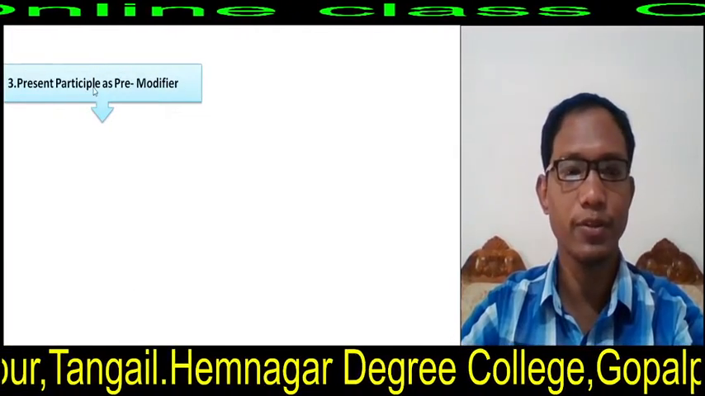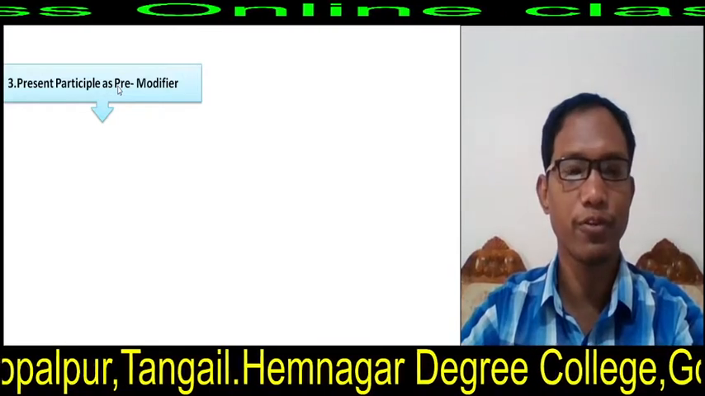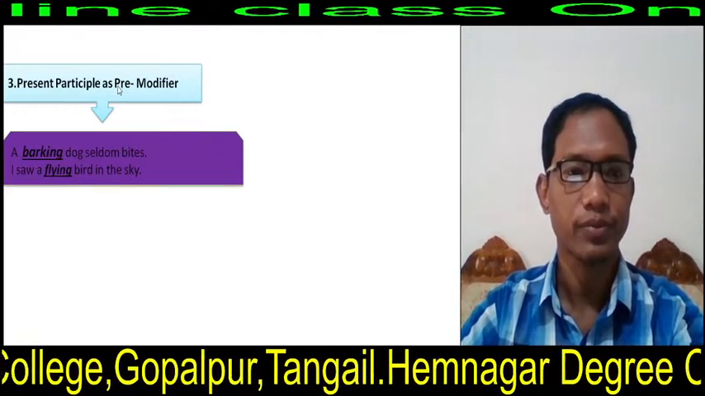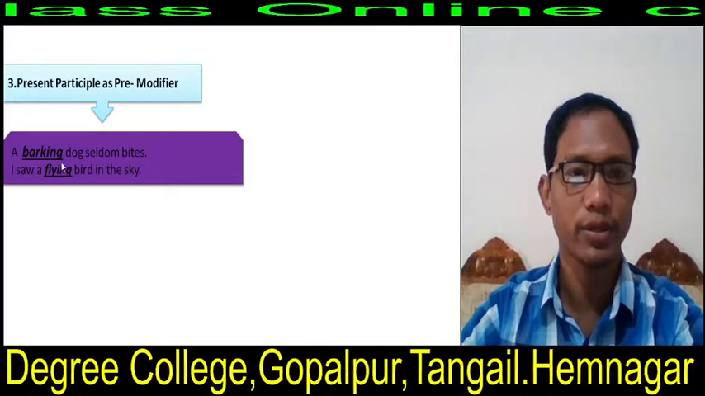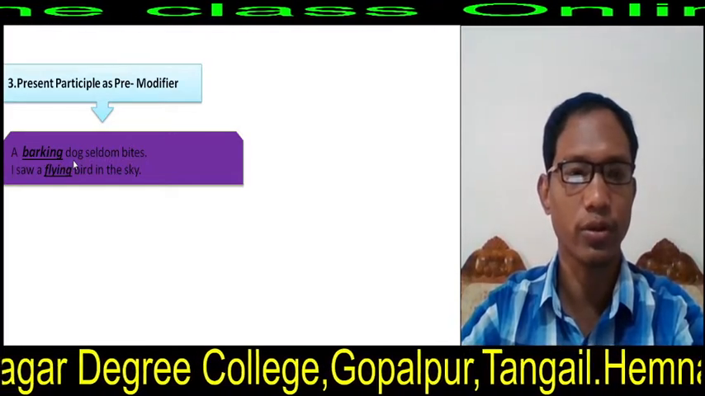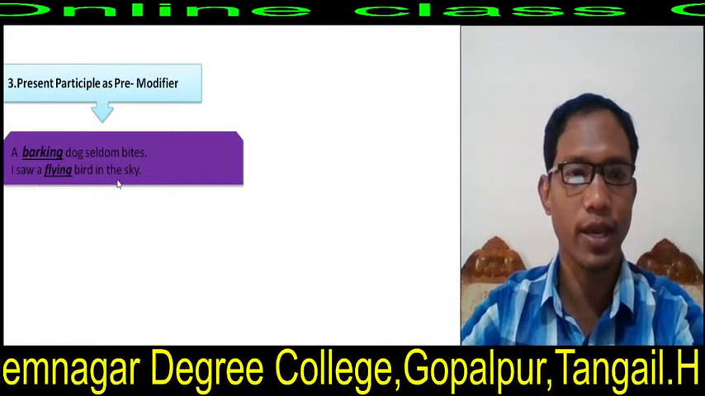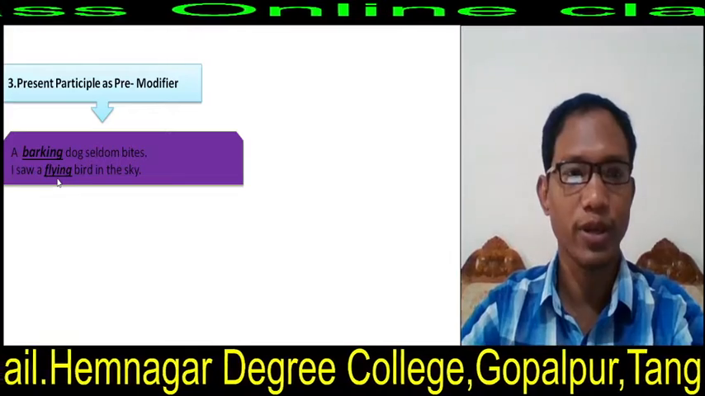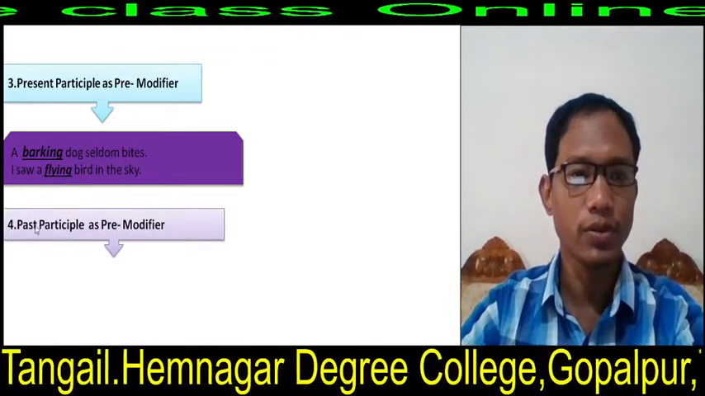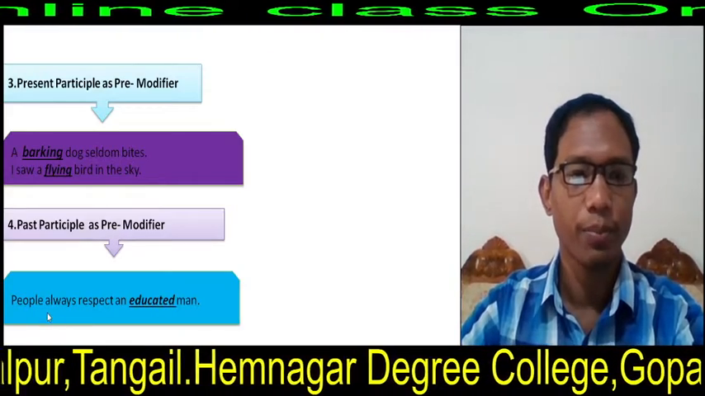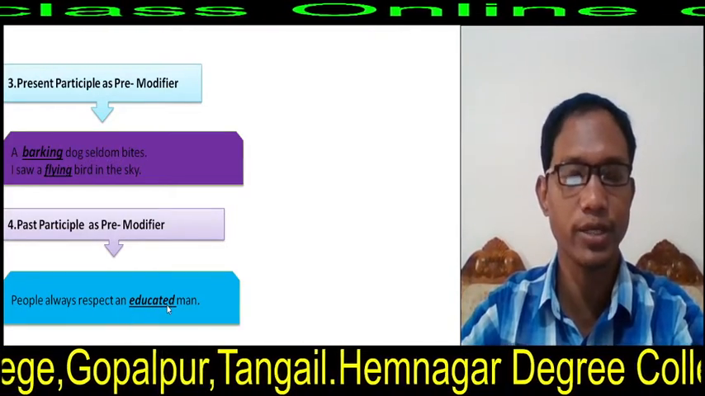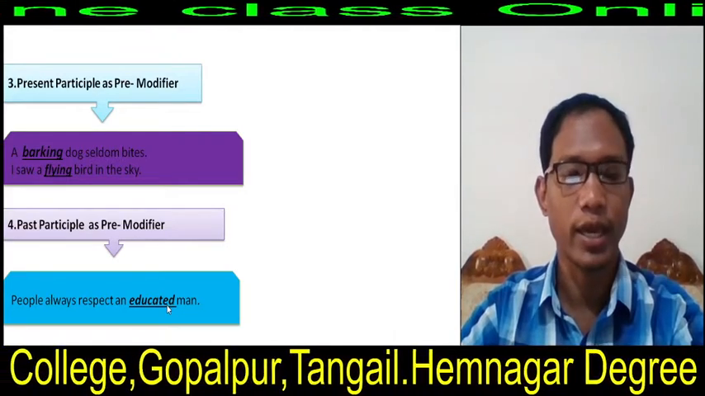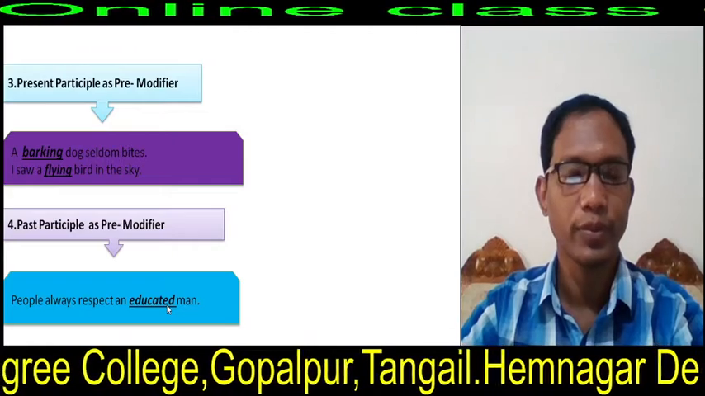Number three, present participle as pre-modifier. Present participle refers to verb plus ing that acts like an adjective. For example, a barking dog seldom bites. Here barking, a present participle, is used as a pre-modifier and modifies the noun dog. I saw a flying bird in the sky. Here flying is a pre-modifier as a present participle. Past participle as pre-modifier. For example, people always respect an educated man. Here the word educated, the past participle form of the verb, is used as a pre-modifier and modifies the noun man.